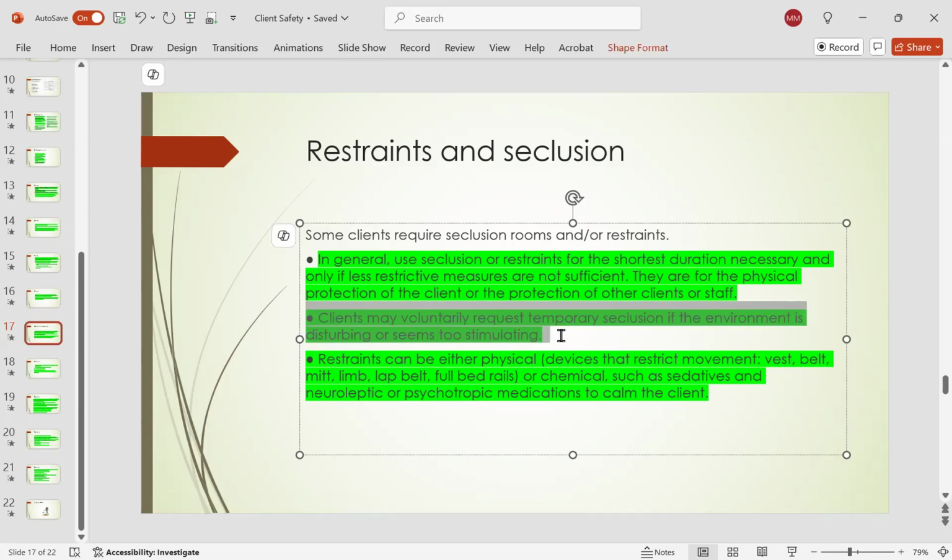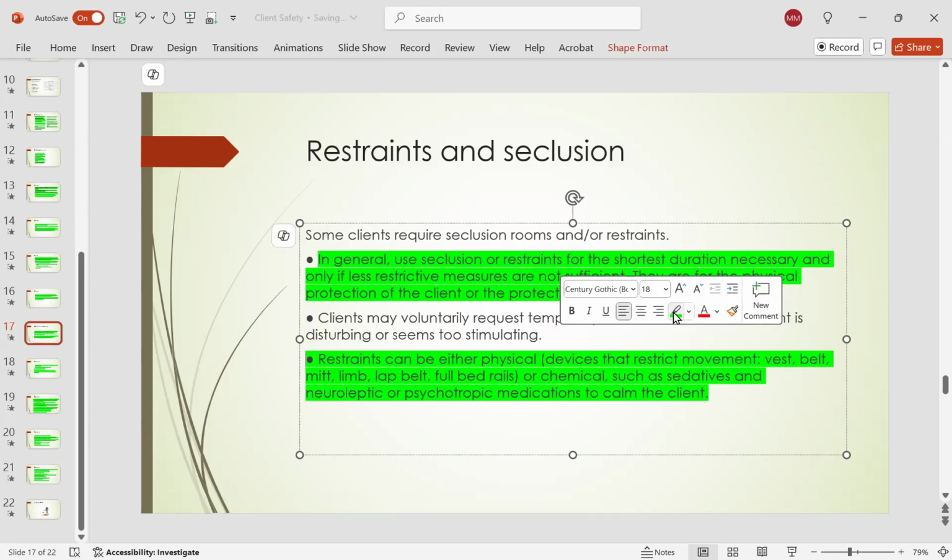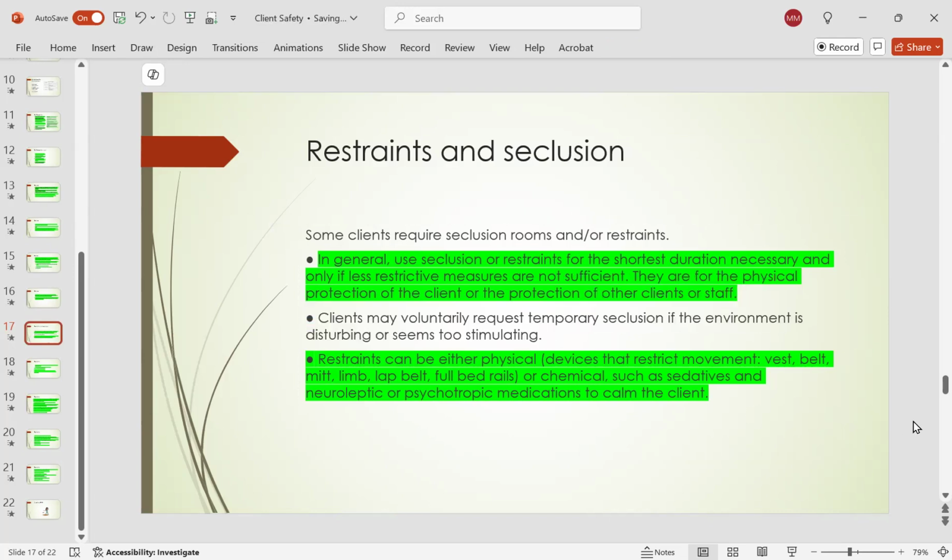Don't worry about this sentence right here because typically clients don't request seclusion. I mean, that's very rare. And what is a restraint? Anything that is either physical, in other words, it restricts their movement, a vest, a belt, mittens, right? Limb restraints, like wrist restraints. The lap, they call it a lap buddy. It's still a belt. Full bed rails. Those are all physical restraints that restrict movement.